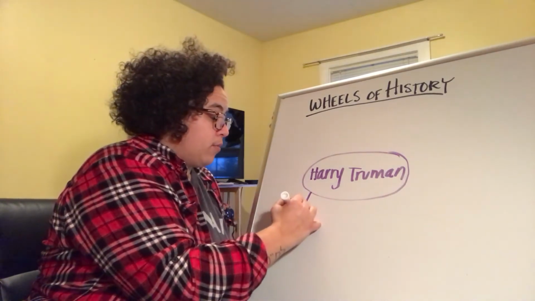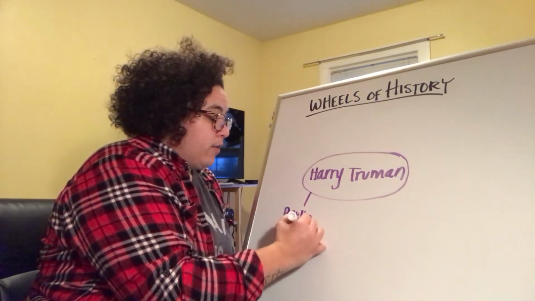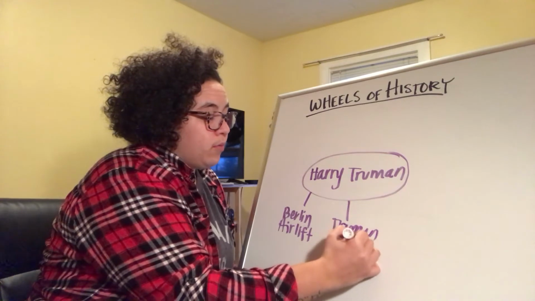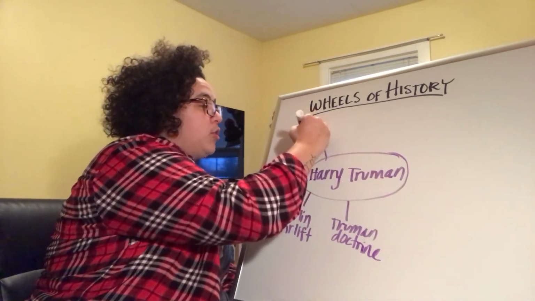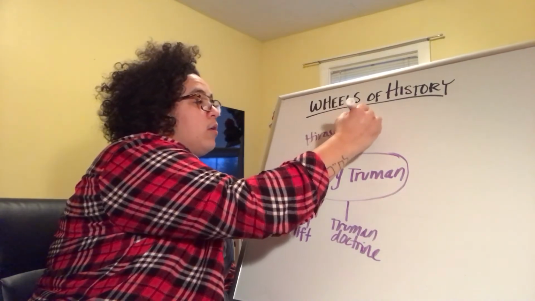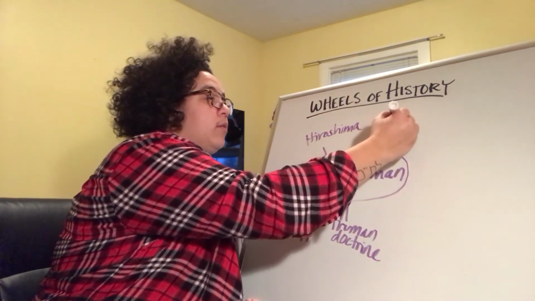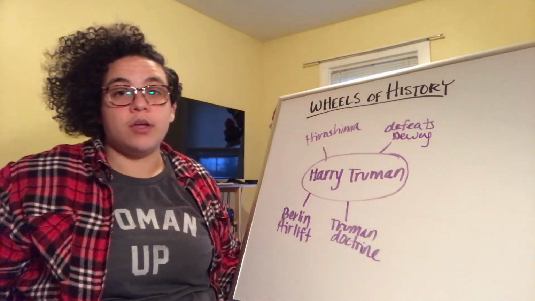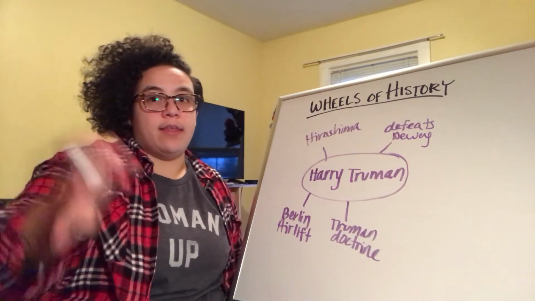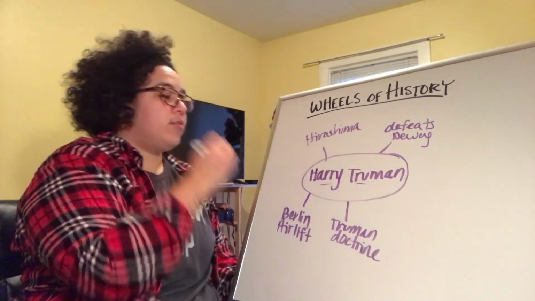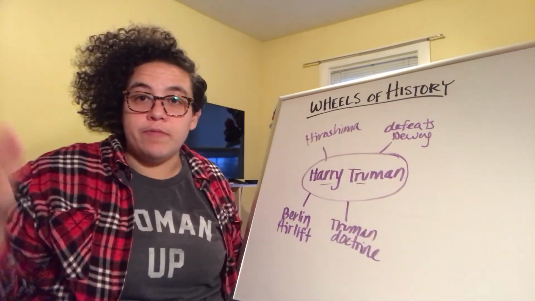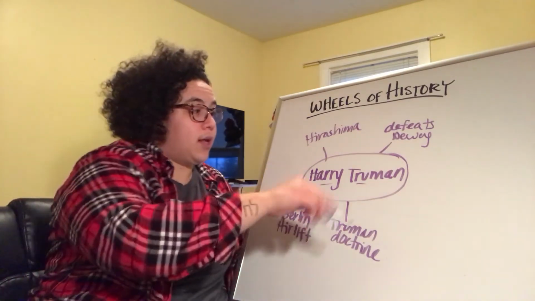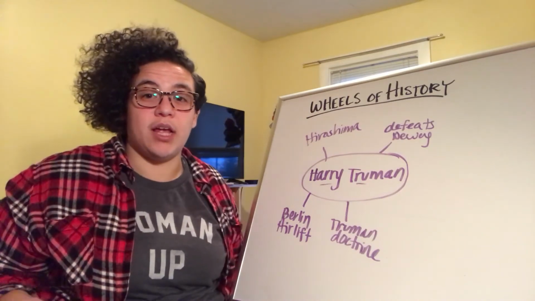So maybe you've got Berlin Airlift, Truman Doctrine, Hiroshima, defeats Dewey, whatever you can remember. So these are some good ways. If you have an essay that you are going to have to write about Harry Truman, then these are going to help you come up with all kinds of different terms that can be associated. So it works really well for doing it for people, because then you can really just think about all the different terms, all the different evidence that you can connect to that person.